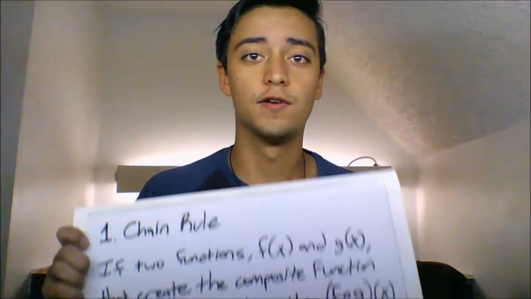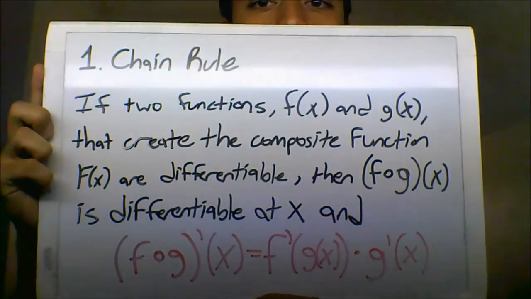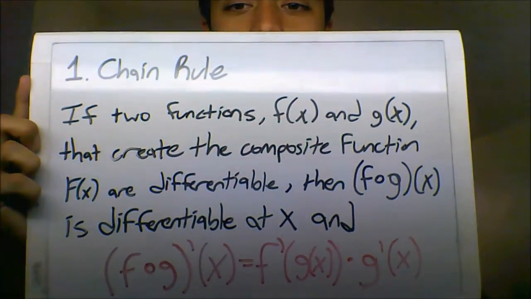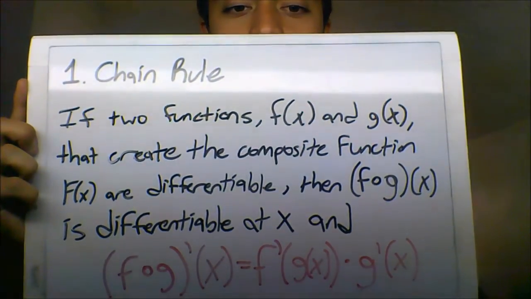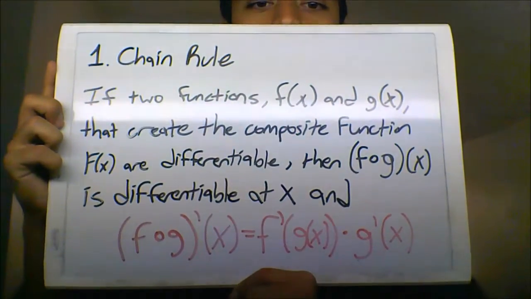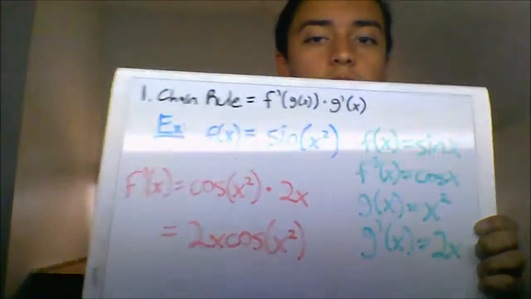To begin, we're going to go over the chain rule, which states that if two functions f of x and g of x that create the composite function f of g of x are differentiable, then f of g of x is differentiable at x, and f of g prime of x is equal to f prime of g of x times g prime of x. In order to better show how the chain rule works, here I made up an example.